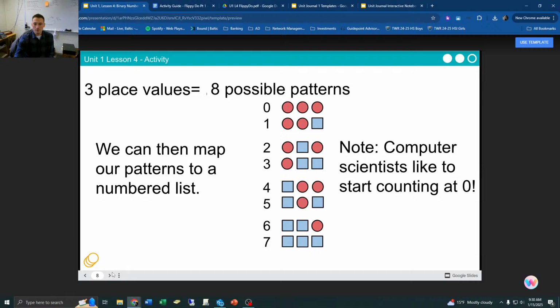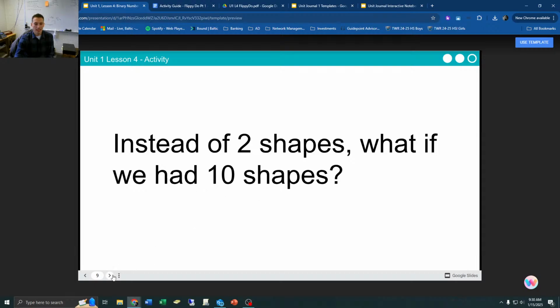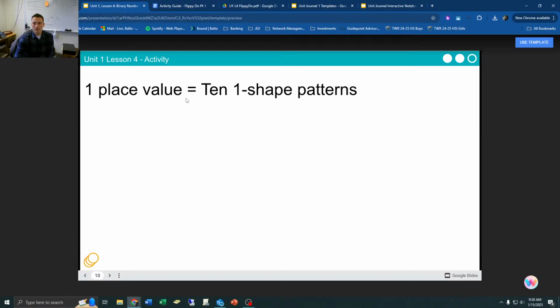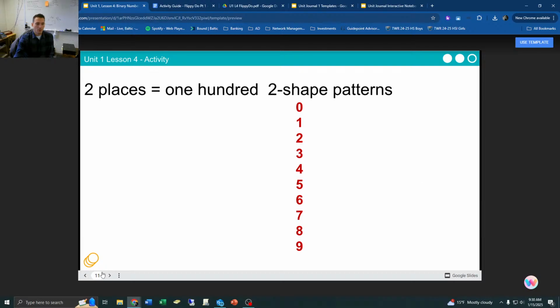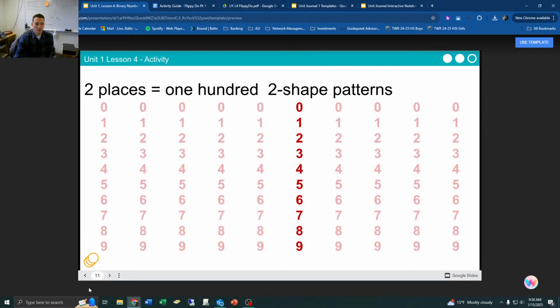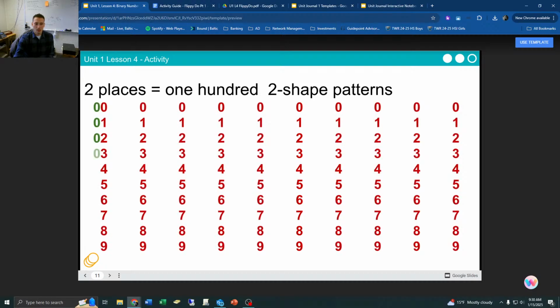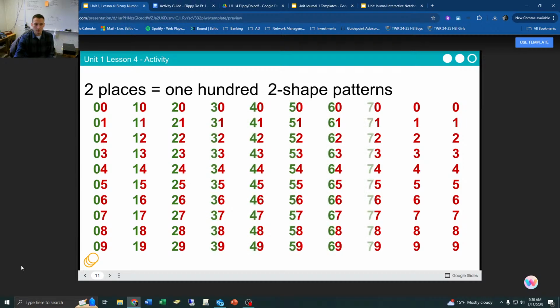Okay. Instead of 2 shapes, what if we had 10? So in place value, 10 is equal to 1 of the shape patterns. So we could use more geometric shapes or we could use letters, but the shapes we are used to are the numbers 0 through 9. Okay, so if we were to represent those as shapes, this is how this would look. With 2 place values, we have 100 shape patterns, and these are just numbers 00 through 99. Okay?